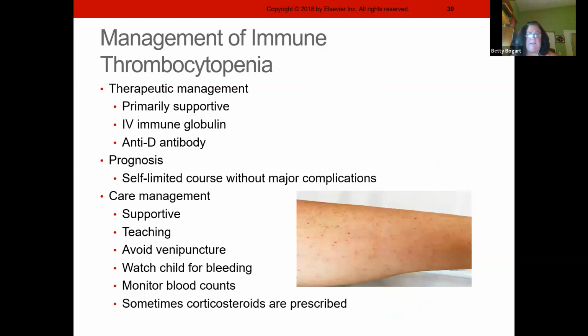So, how do we treat this? Well, they're already over the viral infection. So, we'll give IVIG, IV immune globulins, and anti-D is another thing that we'll do.